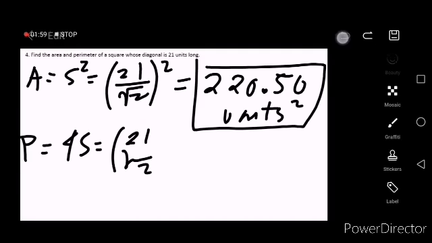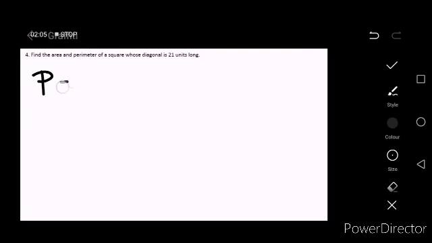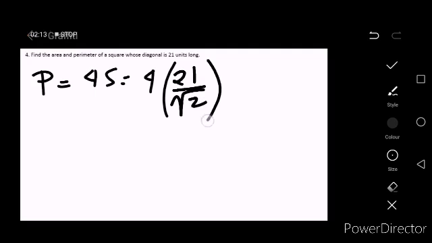Nabura na. Pwede nyo namang i-pause, diba? Or i-replace. So, yung perimeter na lang, isulat ko ulit. So, 4S, that is 4 times 21 over square root of 2. Which is equal to what? Yeah, it's about 59.40 units.